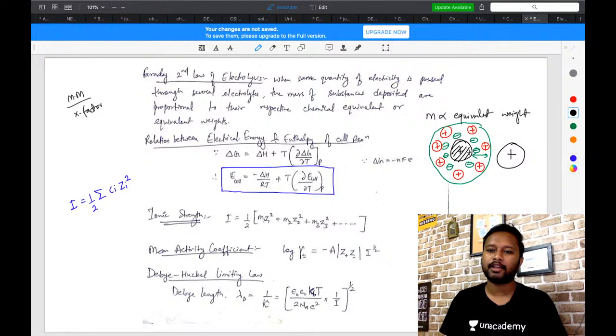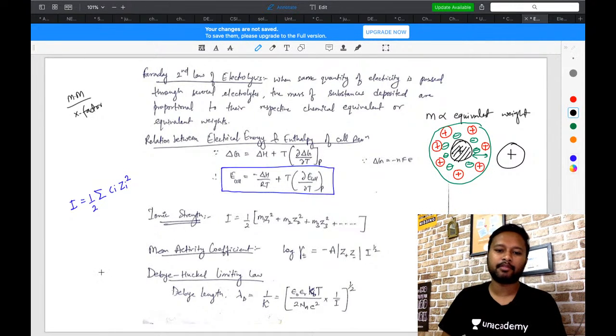So that charged particle will not be able to influence it up till this distance, and that distance is called the Debye-Huckel length or Debye length. Okay, so Debye length is a length up to which a charged species in the solution is screened from the nearby or neighboring charges. That's what we call it.